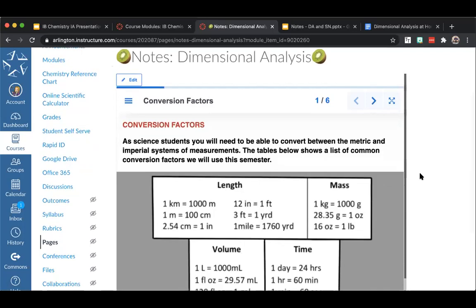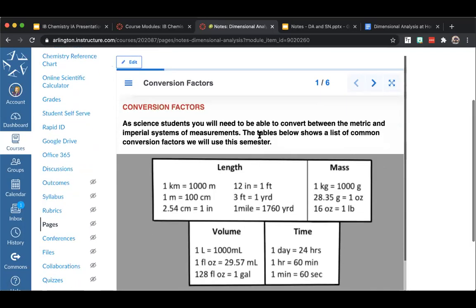Okay, so dimensional analysis is a way, like I said, that we convert between units. What we're going to be doing today is converting between some metric units and some imperial units. Imperial is what we use here in the United States, like feet, inches, pounds, ounces, gallons, all that kind of stuff. Metric units are what the whole rest of the world uses, other than the United States and a couple of other really tiny countries that most people have not heard of.